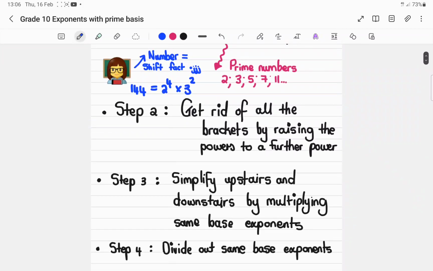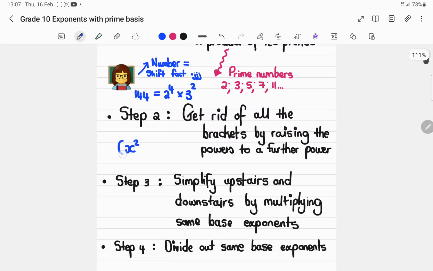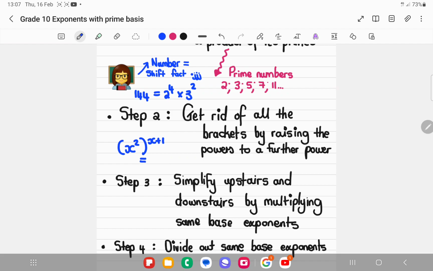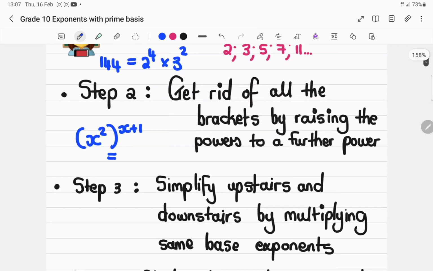All right, step 2 is get rid of all the brackets by raising the powers to a further power. Most of the time when there's brackets, there's an exponent on top of that bracket, and we raise the power to a further power. And please remember, if you've got x to the power 2 raised to the power x plus 1, a power raised to a further power, you multiply together. Sorry, let me just make it a little bit bigger. And that 2 actually distributes and multiplies with both those exponent terms. So it's going to be x to the power 2x plus 2.